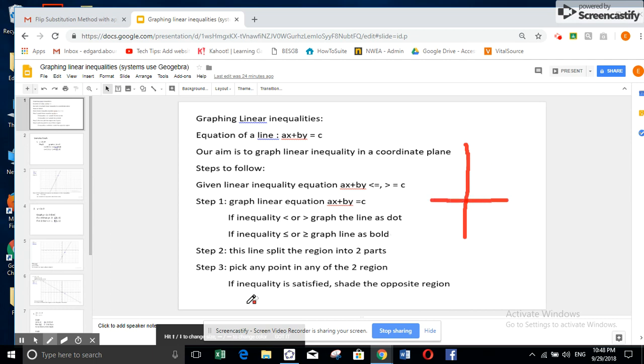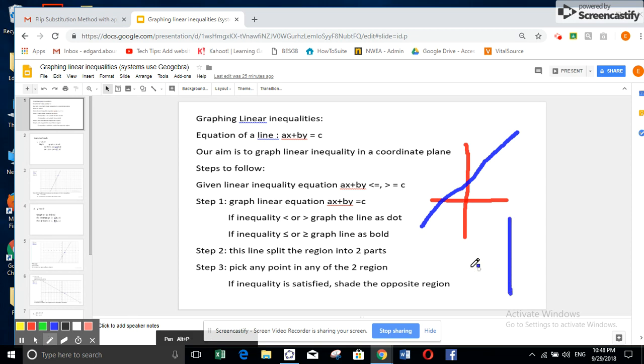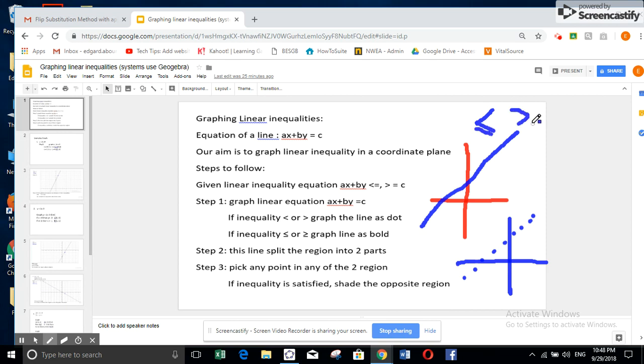So we have a line. We're going to graph that line by taking any two particular points. If the inequality is less or bigger with the equal, like for this one, we graph it as a bold line. If we have less or bigger alone, we graph it as dotted. So here we have less or equal, bigger or equal, which means the line is included. Here we have less or bigger.